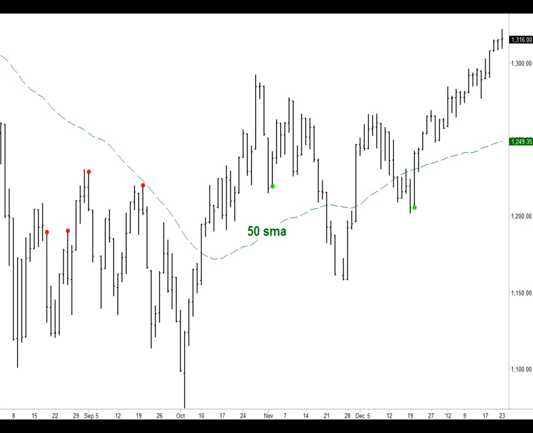And just looking at the 50-period simple moving average, we see that we have a nice downward slope and we have a nice upward slope. So these signals would be valid. These are signals that we're going to refine a little bit more, but we'll take them all into consideration.